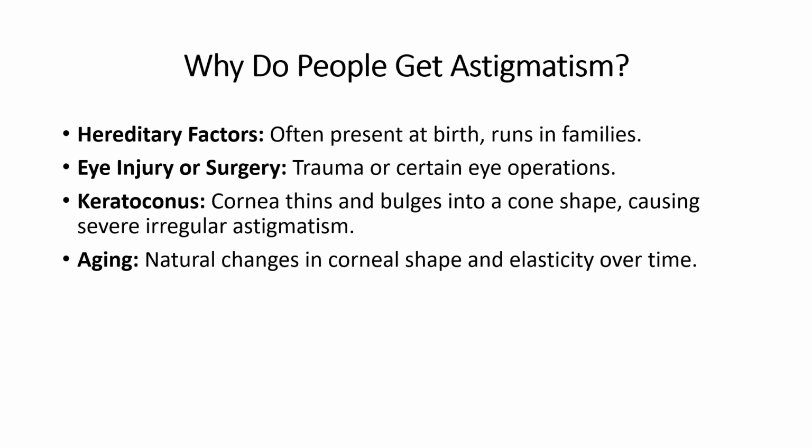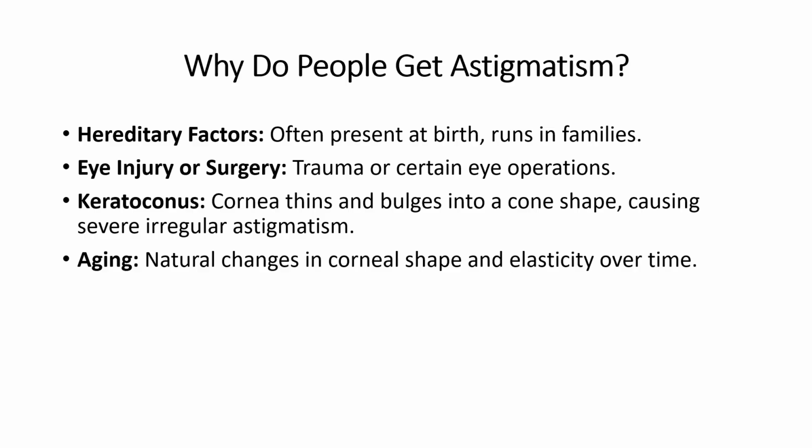While we don't always know the exact reason someone develops astigmatism, several factors are commonly associated with it. Often, it's hereditary, meaning it can be present from birth and tends to run in families. So, if your parents or siblings have it, you might be more likely to. Sometimes, eye injury or surgery can cause or change astigmatism. For example, a severe injury or certain types of eye operations can alter the cornea's shape.